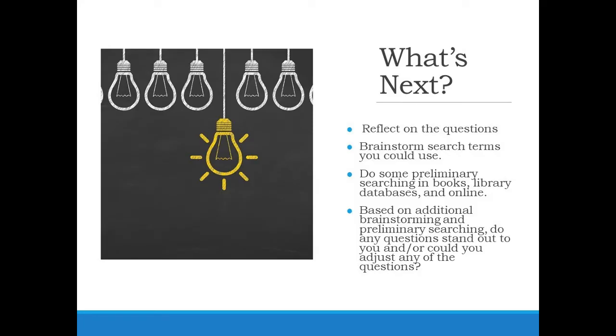Next, you'll reflect on the questions that you've brainstormed, focusing on the questions in your open question column. You'll brainstorm search terms that you could use to research those questions, and then you'll do some preliminary searching in books, library databases, and online to see if any of those questions are researchable. Based on the additional brainstorming and preliminary searching that you do, you'll look to see if any of the questions that you brainstormed stand out to you and if any of the questions could potentially be adjusted to meet the needs of your research assignment, making sure that you're finding a question that you're really interested in researching.